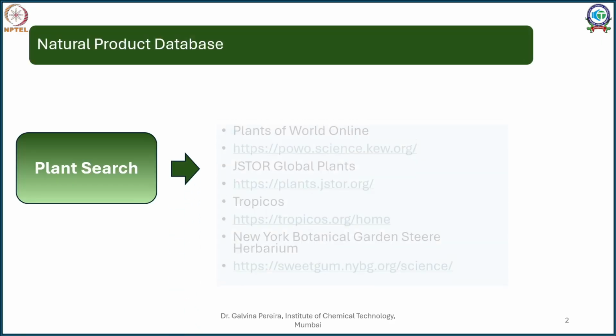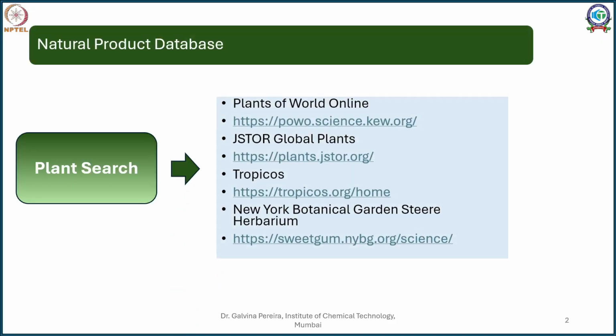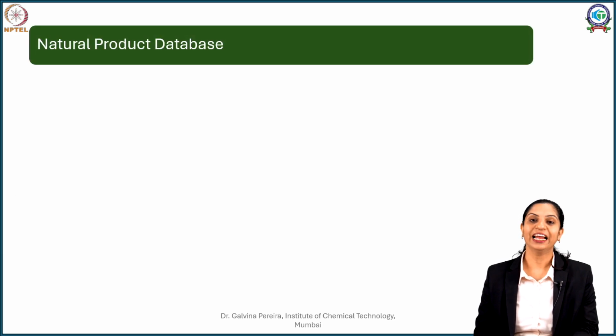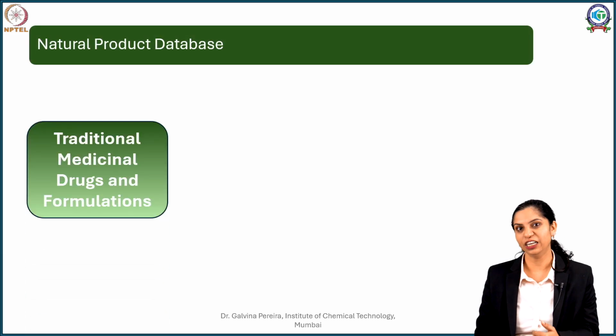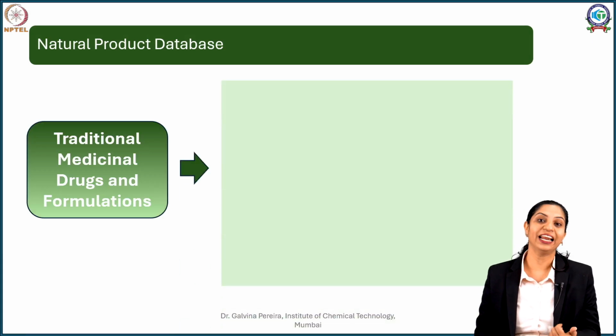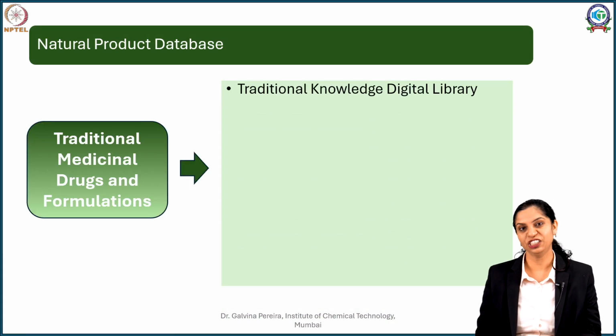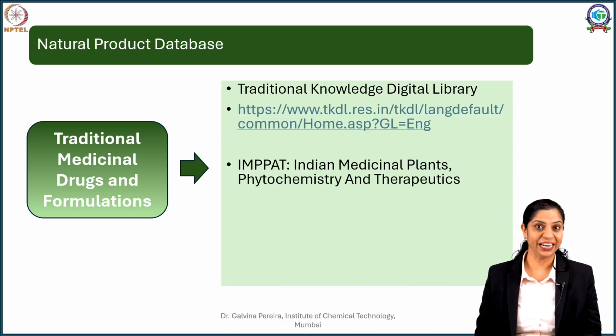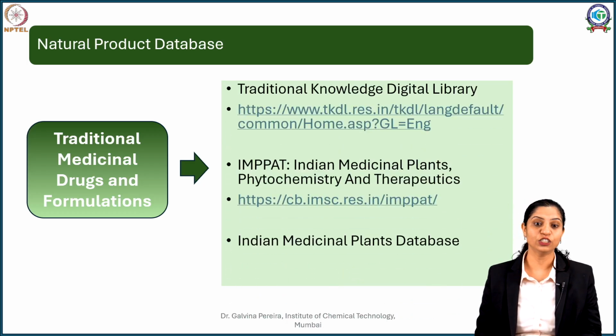If you recollect your week 1, we saw databases such as Plants of the World Online, JSTOR, Tropicos, New York Botanical Gardens, herbarium sheets, and then we saw some traditional medicinal plant databases. Do you all recollect? It was the Traditional Knowledge Digital Library. Then you had your MPPAT, as well as the Indian Medicinal Plants database.